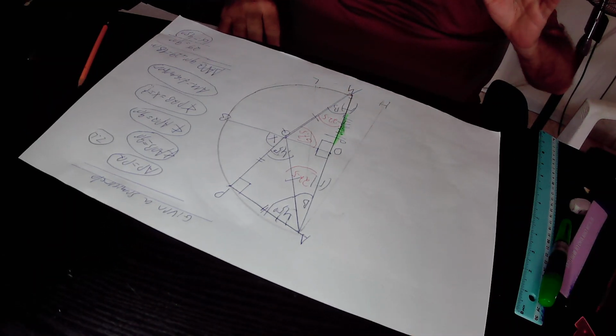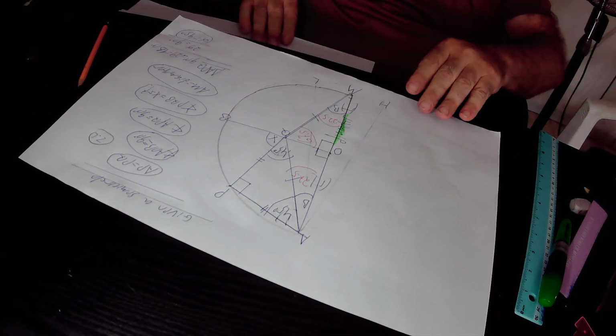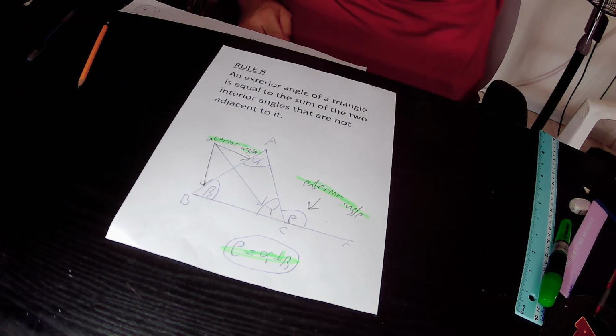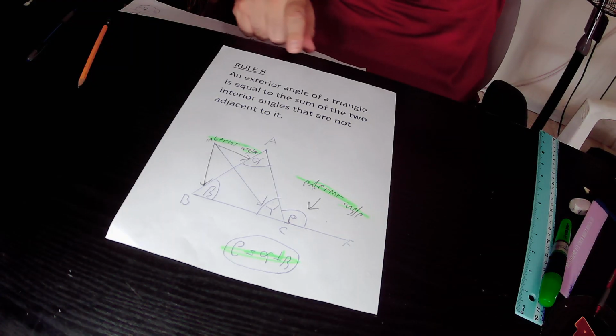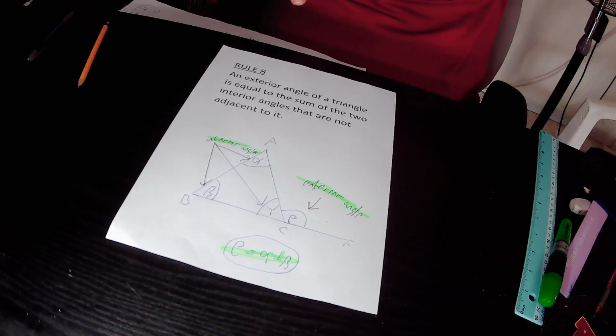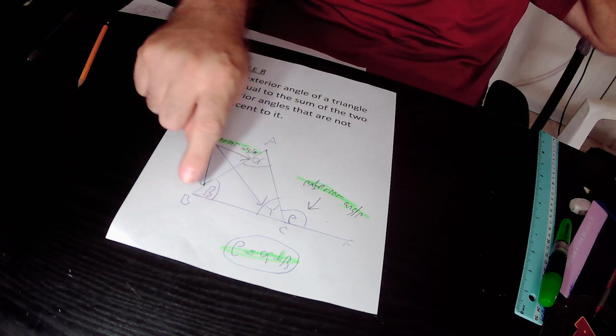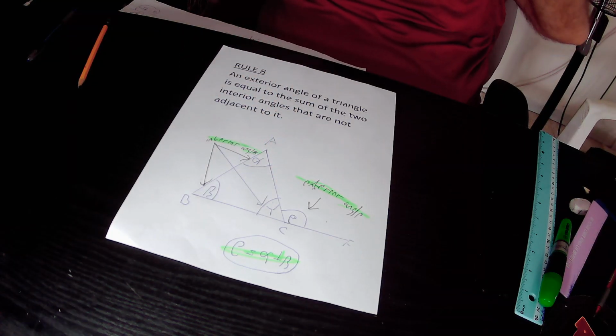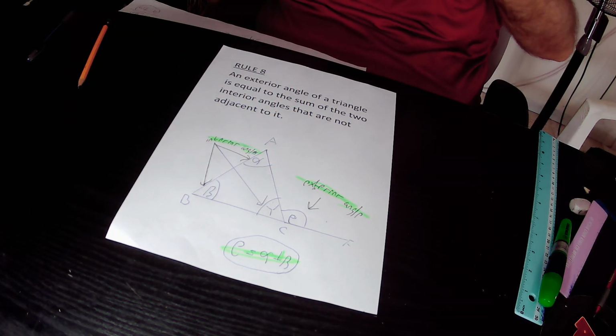The next step, I presented to you a new rule and will implement the new rule in our drawing. The new rule is Rule 8. According to Rule 8, an external angle of a triangle is equal to the sum of the two interior angles that are not adjacent to it. In the drawing, we have triangle ABC that could be any triangle.